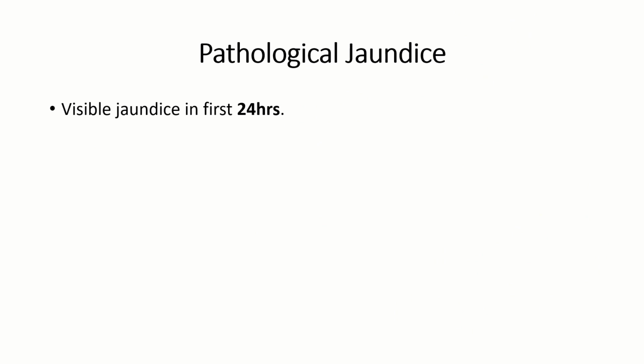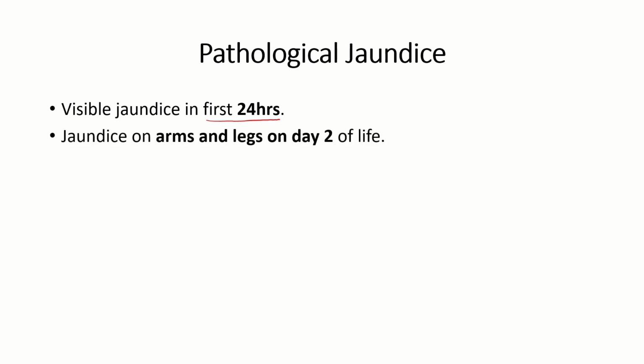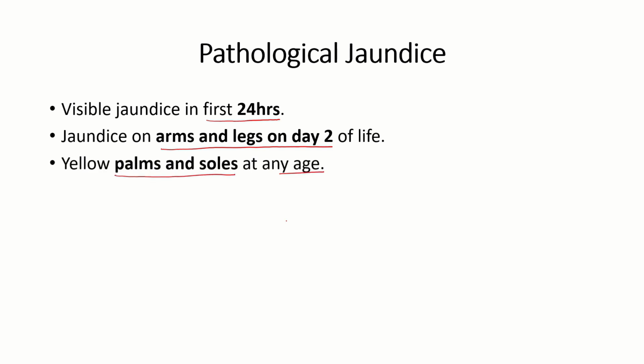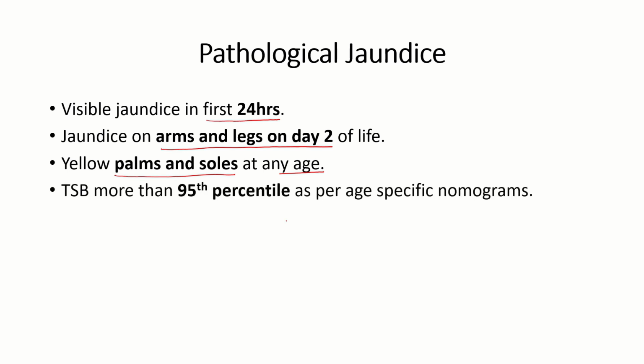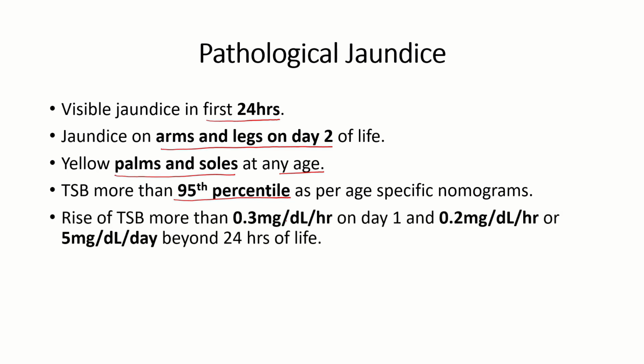Coming to pathologic jaundice: beyond the physiological range, any jaundice requires further investigation and treatment, and it is defined as being pathologic. How to pick up a pathological jaundice? It can present within the first 24 hours of life. And even though clinical judgment is not considered reliable now, arbitrarily, yellowing of arms and legs on day 2 of life, or of palms and soles at any given age, is also considered pathologic. Then a total serum bilirubin more than the 95th percentile on age-specific nomograms, or a rate of rise of total serum bilirubin more than 0.3 units per hour on day 1, or more than 0.2 units per hour following day 1, or more than 5 units per day following day 1, is also considered pathologic.